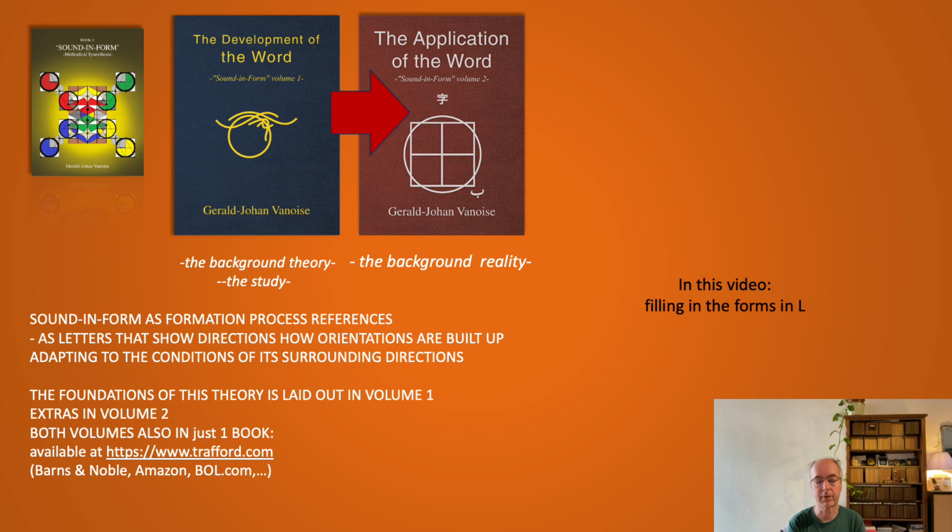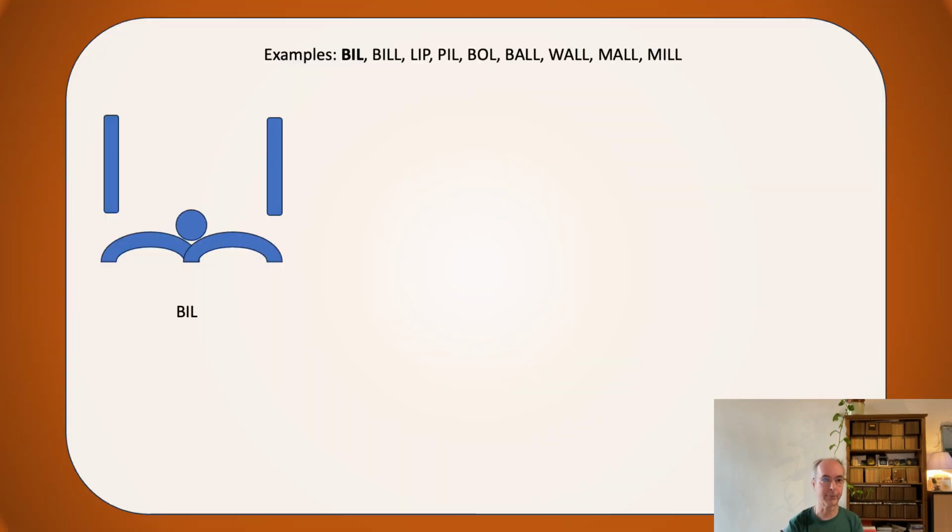I will do this with words that I have mentioned before, formations that I have shown before, and now just a repetition. Sometimes it's good to repeat certain things until you adapt and see it for yourself. So here are the examples. You have the examples of BIL with one L and with double L. The first one is a Dutch word, the second one an English word. Lip and pill again, BOL and BAL again, wall, mal and mill again.